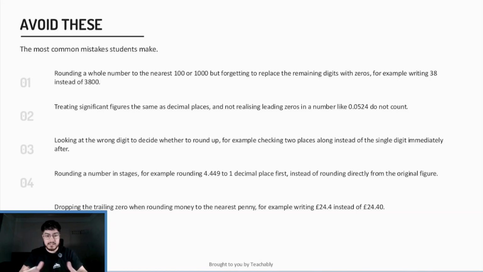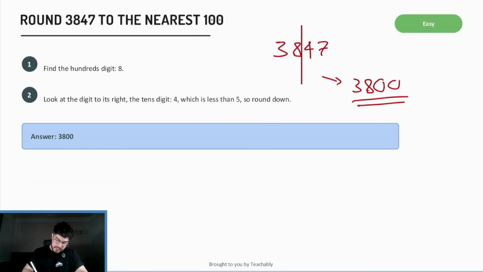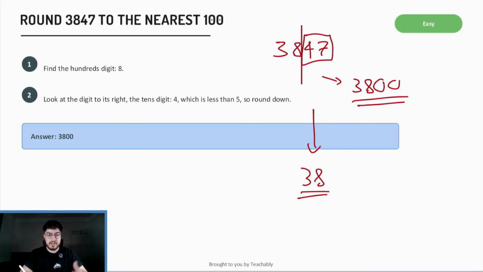Things to avoid, like I said, this is a very easy topic. Rounding a whole number to the nearest 100 or 1000, but forgetting to replace the remaining digits with zeros. For example, 38 instead of 3800. Very important. That example we had, which was 38, let's actually go back to it. If you think, oh, it wants nearest 100, so just write 38, you're going to get it wrong. You need to remember, these still hold value, but we're not going to give them the digit value. So we're just replacing them with 0.